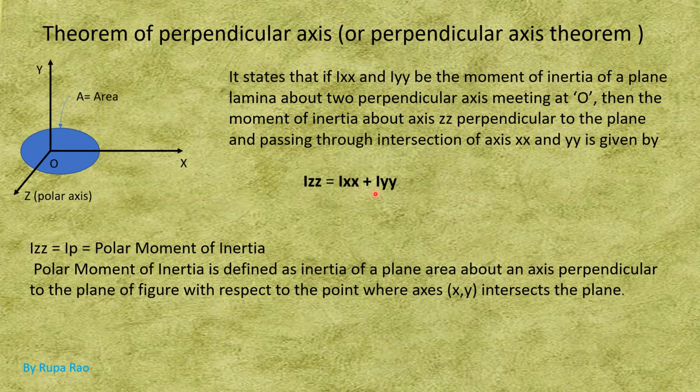All these three axes XX, YY and ZZ are perpendicular to each other, and this is known as the perpendicular axis theorem. IZZ is sometimes called the polar moment of inertia, and it is denoted as IP as shown here. The polar moment of inertia is defined as the inertia of a plane area about an axis perpendicular to the plane of the figure with respect to the points where the axes X and Y intersect the plane. So this is the definition of polar moment of inertia.